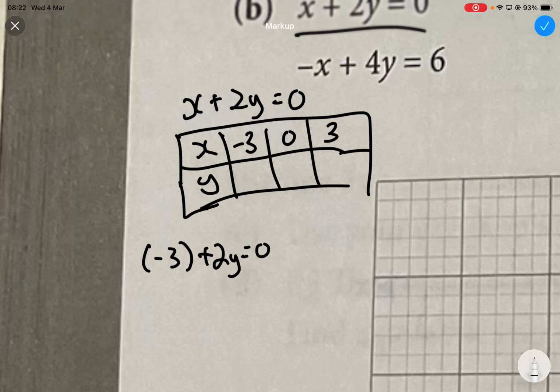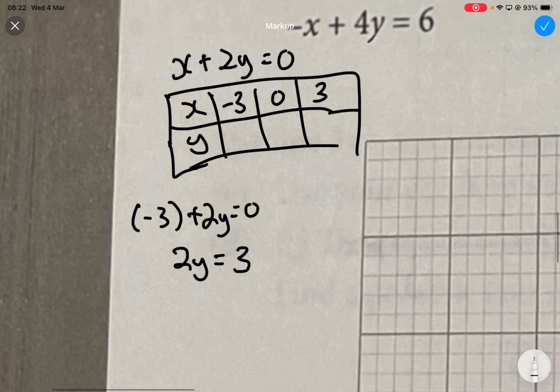What is y? So in this equation, I must make y by itself on the left. So I don't want the minus 3. I want the minus 3 to go the other side. Then I need to plus 3 on both sides. Then what I want is 1y. So I divide both sides by 2. So when x is negative 3, y is 3 over 2. Follow so far?